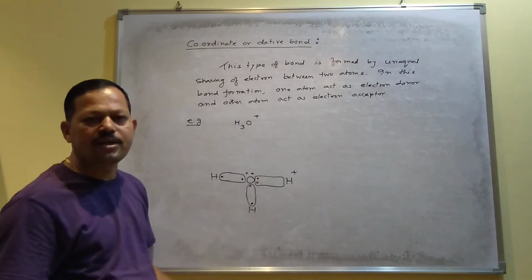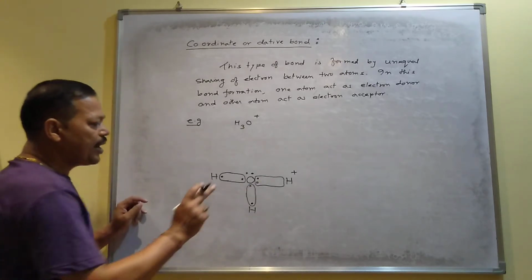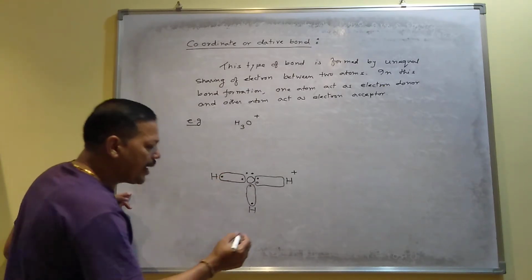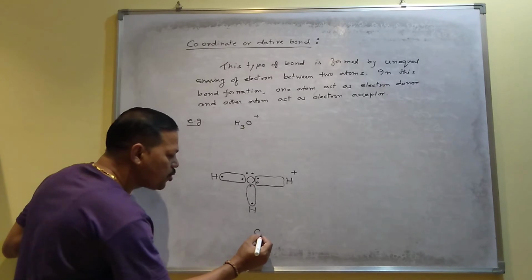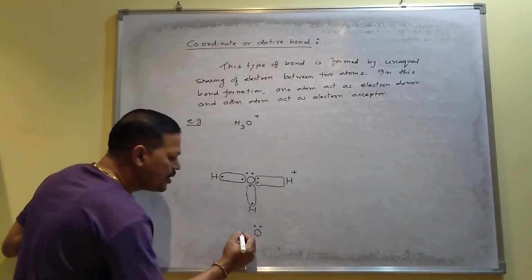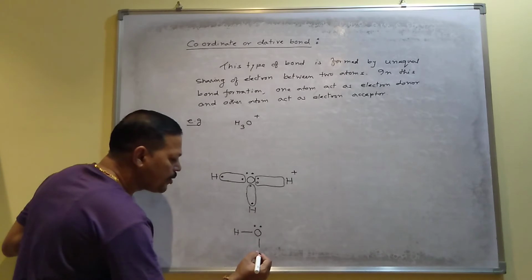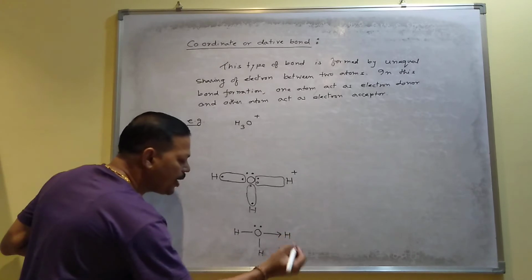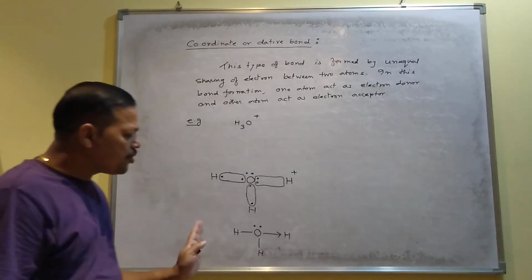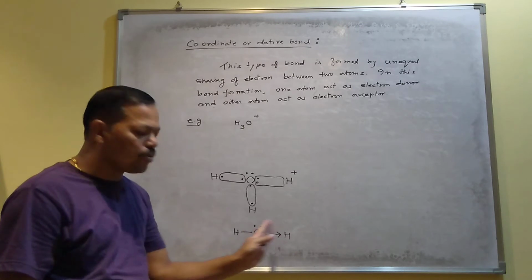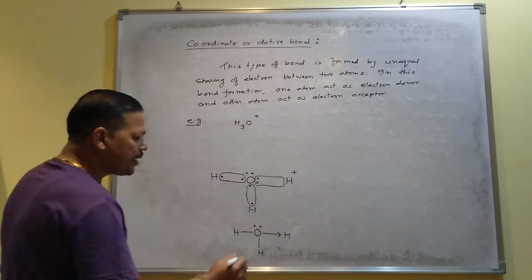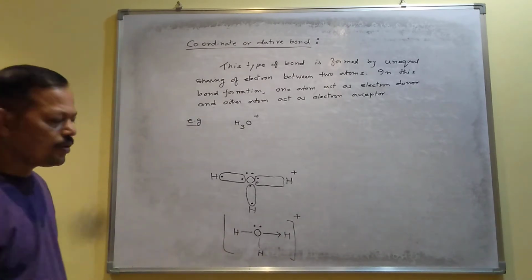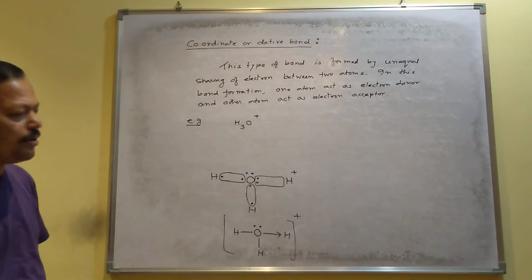That is why this type of sharing is called unequal sharing, and this type of unequal sharing produce the dative or coordinate bond. And to represent the bond, this is your oxygen, 1 lone pair is present, this side covalent bond with hydrogen, this side covalent bond with hydrogen, and this side dative bond you have to represent by putting an arrow like this. Since electron coming from oxygen side, that's why the arrows should be in that direction, and the whole positive charge coming to the molecule or ion like this. This is the dot picture of hydronium ion.